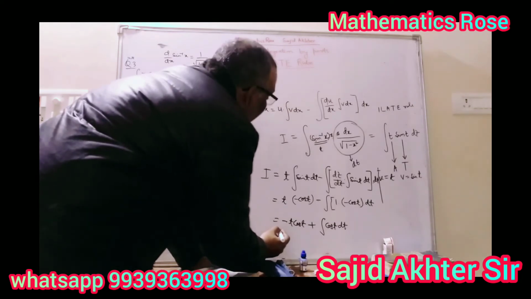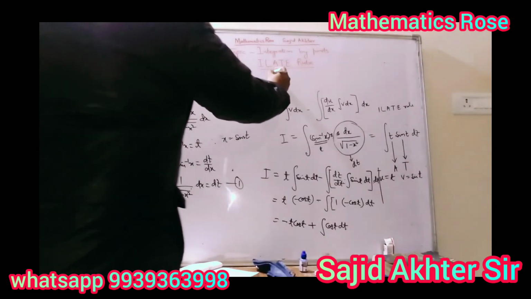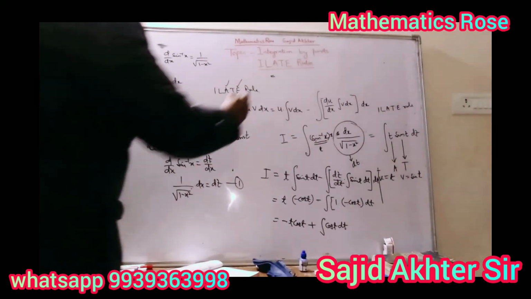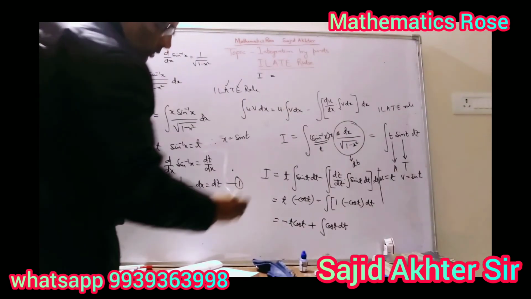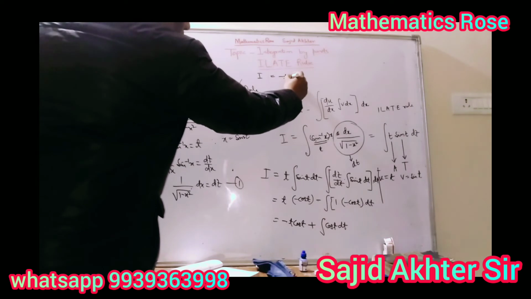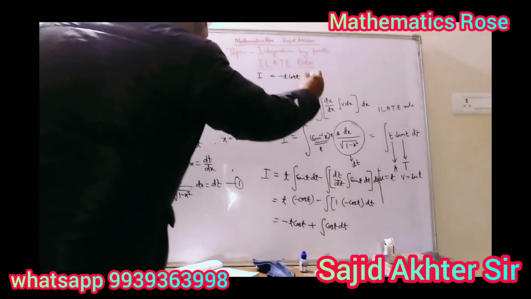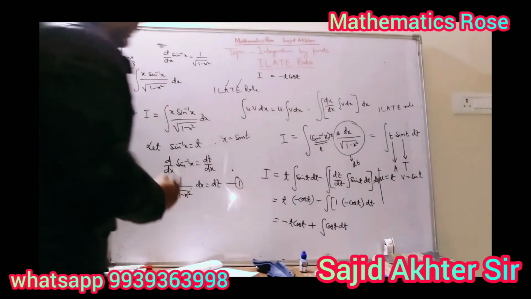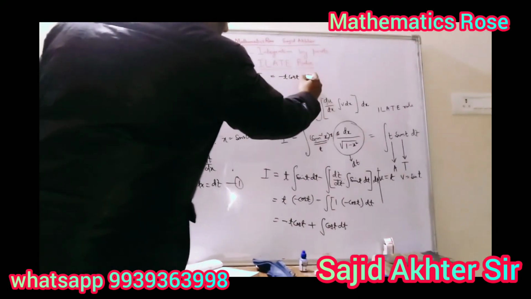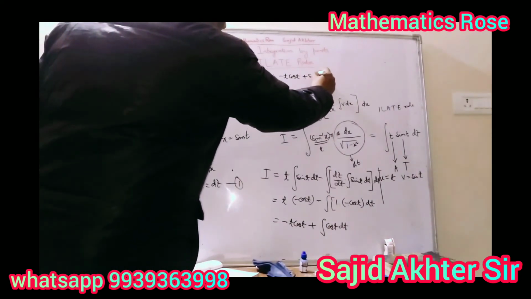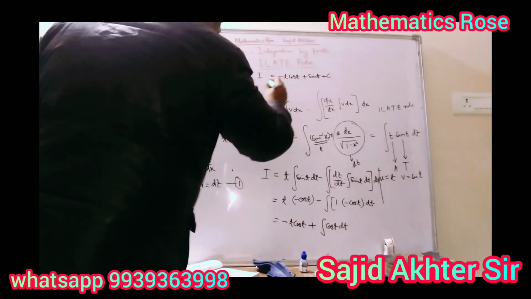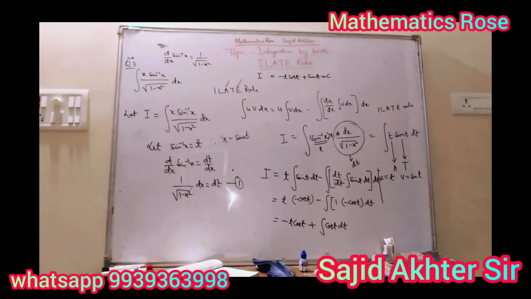So here what is coming? Write it at the top. Minus I is equal to minus t cos t, and integration of cos t is sin t. So it is plus sin t plus c. Now we will convert the function of t in terms of x, because the answer will be in terms of x.